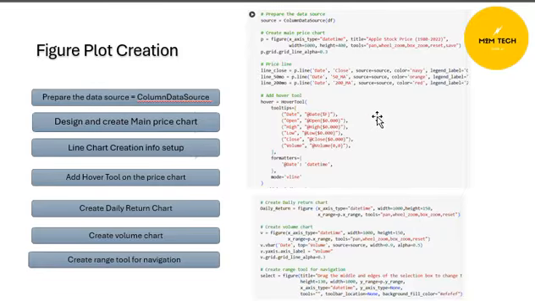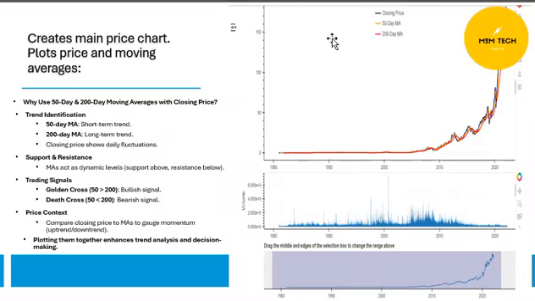This is the code for the creation of my plot charts for the analysis. These plot charts show here on the right side. This is a straight comparison of three lines: the closing price, the 50-day moving average and the 200-day moving average. Right here, these three different trends can be identified.